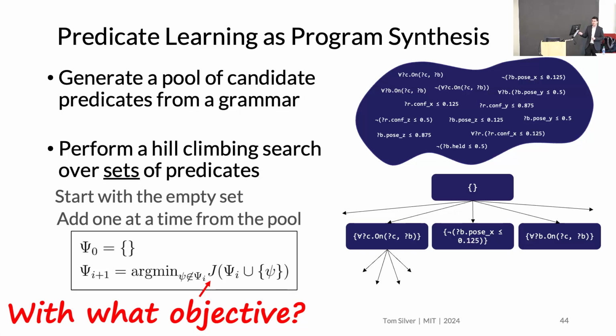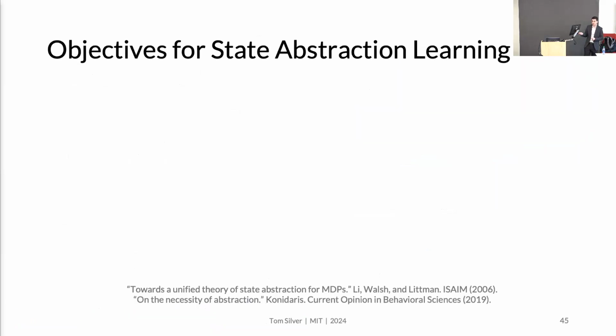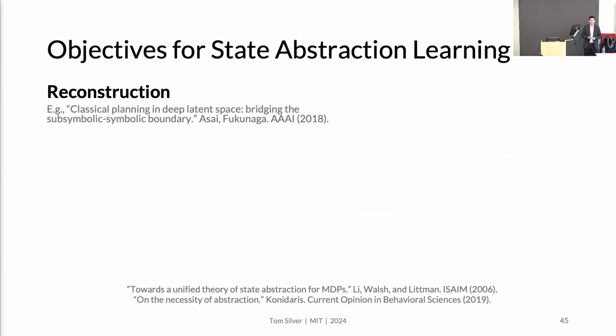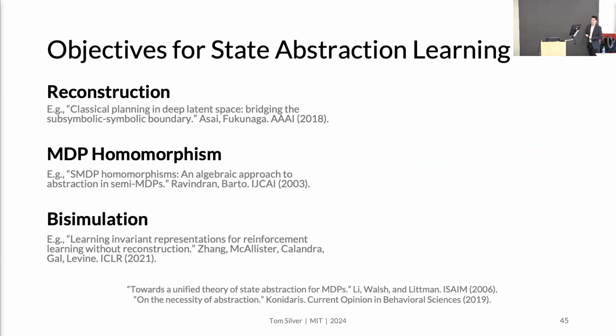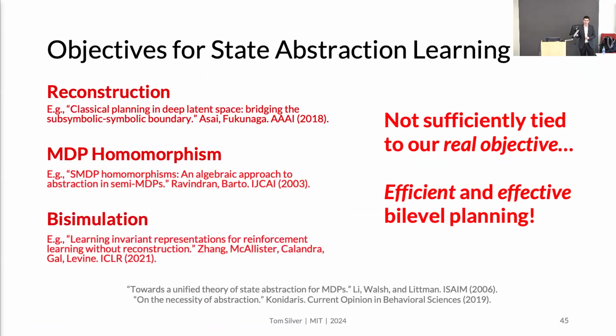So what is this objective that we're going to use to decide what predicates are good? Well, we can look at the literature on state abstraction learning. We're talking about learning a kind of state abstraction in the form of these predicates, and we can say, maybe we can take advantage of existing objectives. So one such objective is reconstruction, which basically says a set of predicates or state abstractions are good if they're as good as possible for reconstructing the states before the abstraction. And there's other ideas like in the MDP literature on homomorphisms and bisimulation, but we found that in practice, all these objectives are not sufficiently tied to what our real objective is, which is that we want to finally learn predicates that lead to efficient and effective bilevel planning.